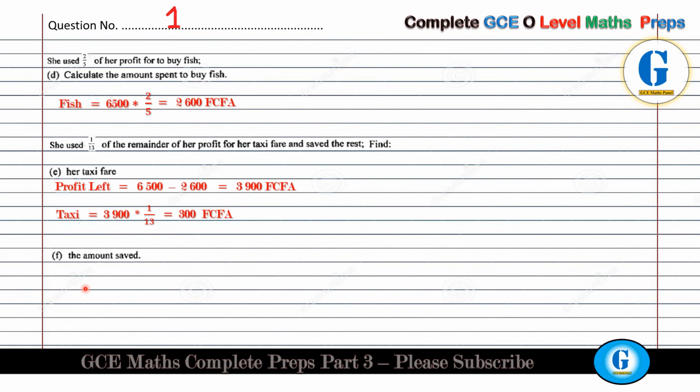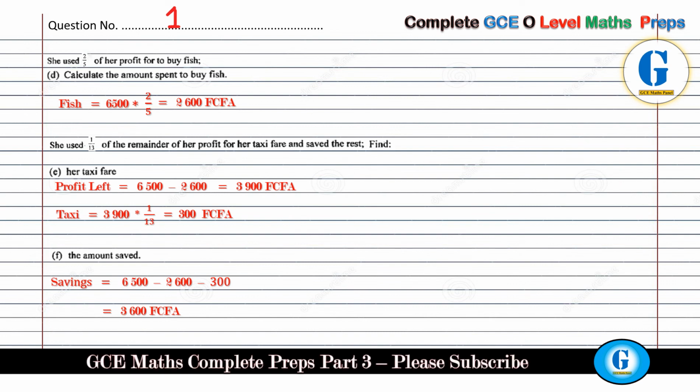Last but not the least, the amount that she saved. So her amount that she had was 6,500. She removes 2,600 francs for fish and 300 francs for taxi fare. So how much will be left? So her savings will be equal to 6,500 francs minus this 2,900, or 2,600 plus the 300. That gives us a total of 3,600 francs as savings.